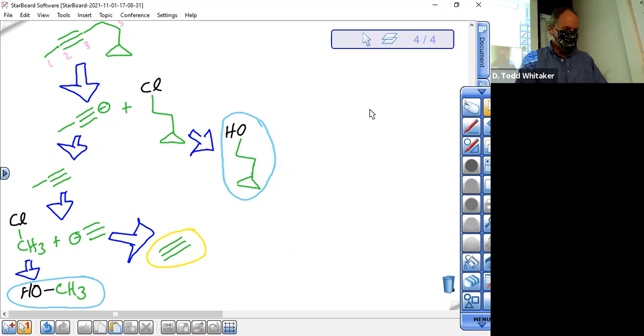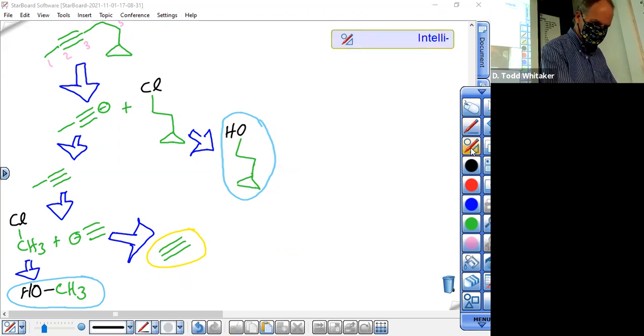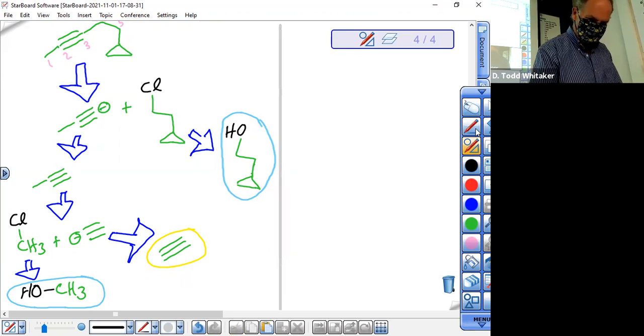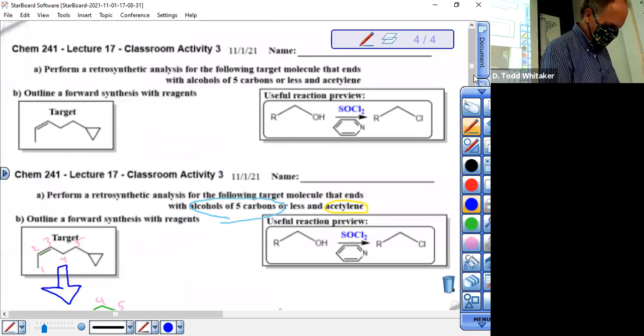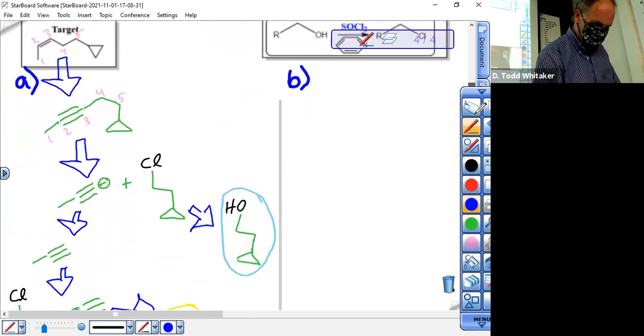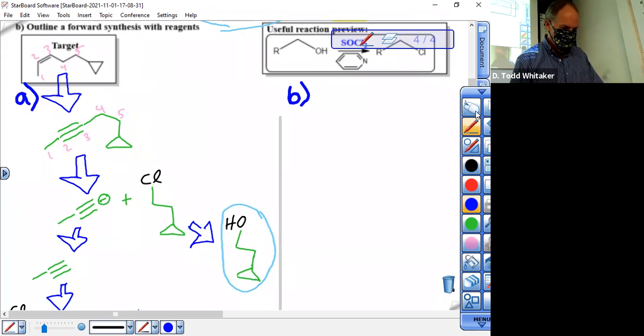So now we got to go forwards. You start with your circles. Put a nice line down here. Gray line. And part B. This was part A, the retrosynthetic analysis. And part B is the synthesis. I don't need my useful reaction. Oh, I do need my useful reaction. Leave it there. I can't see everything on the screen though.